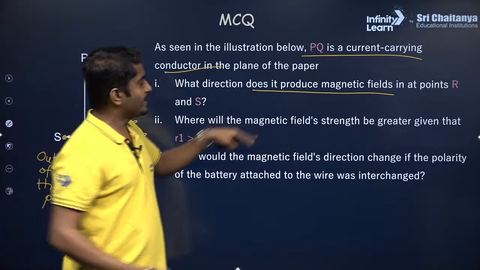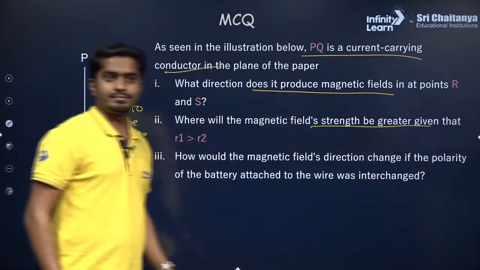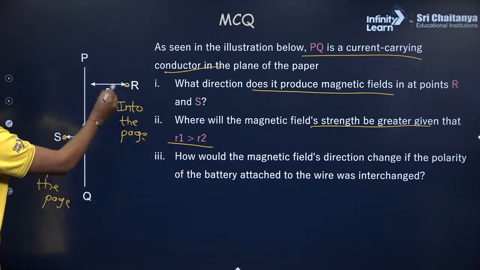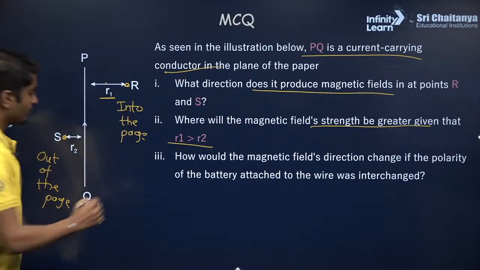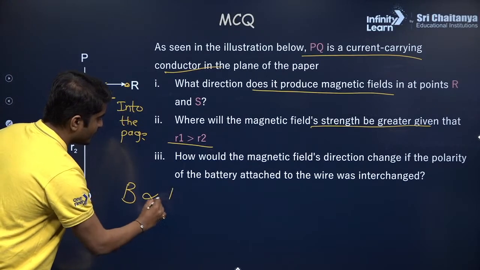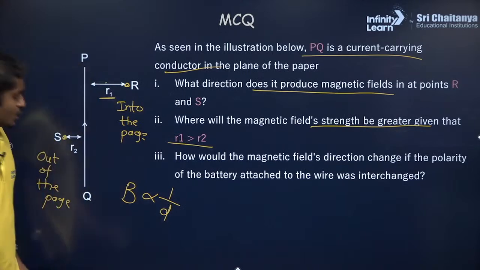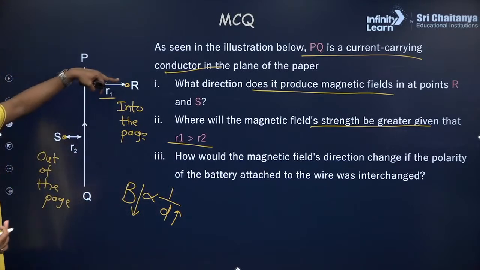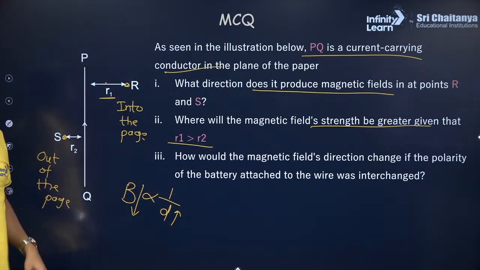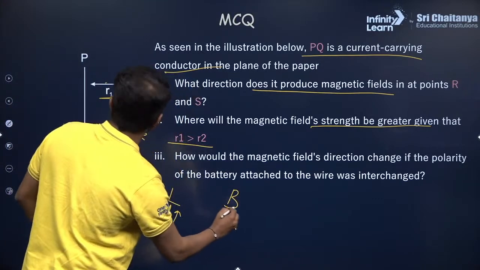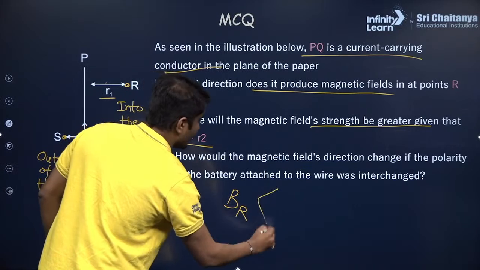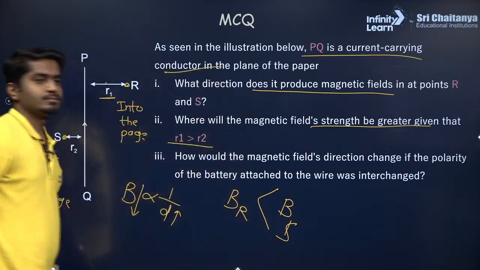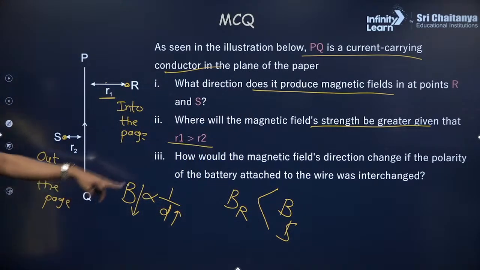Second one, where will the magnetic field strength be greater? So what is given? R1 is greater than R2. But do you know the magnetic field is inversely proportional to the distance. So if you increase the distance, the magnetic field will be lower. So at point R1, the magnetic field strength is lower. So the magnetic field at point R is lower than the magnetic field at point S. Okay, this is the answer for the second one.